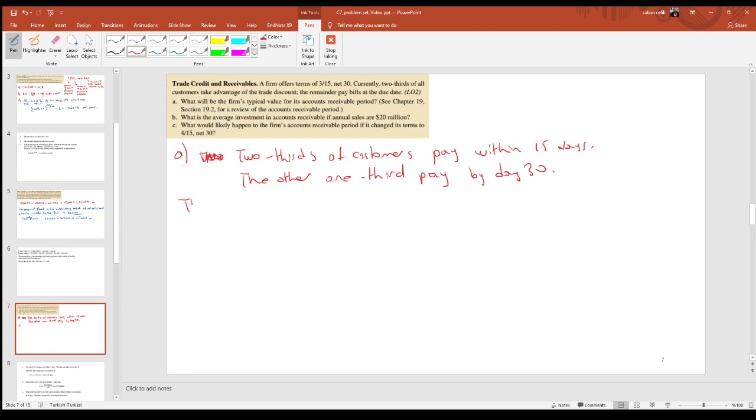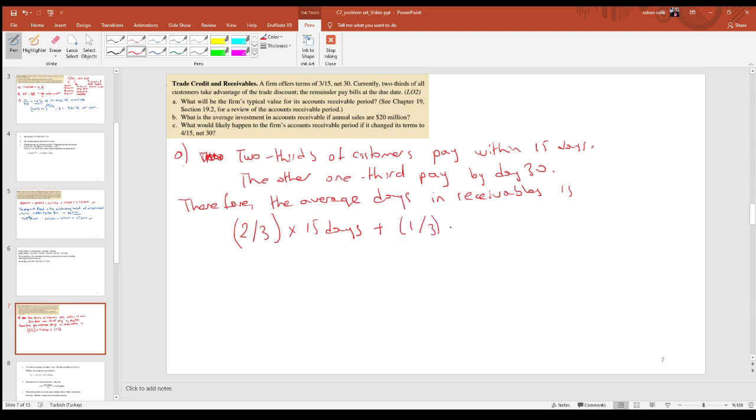Therefore, the average days in receivables is now two-thirds of customers pay within 15 days, so times 15 days, plus 1/3 will pay at 30 days. So this is going to be on average 20 days.